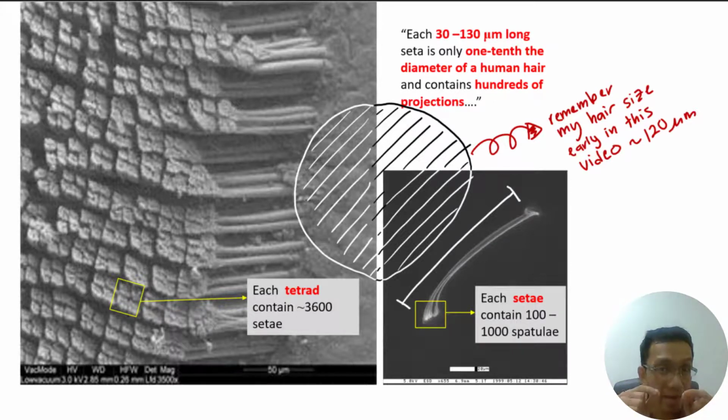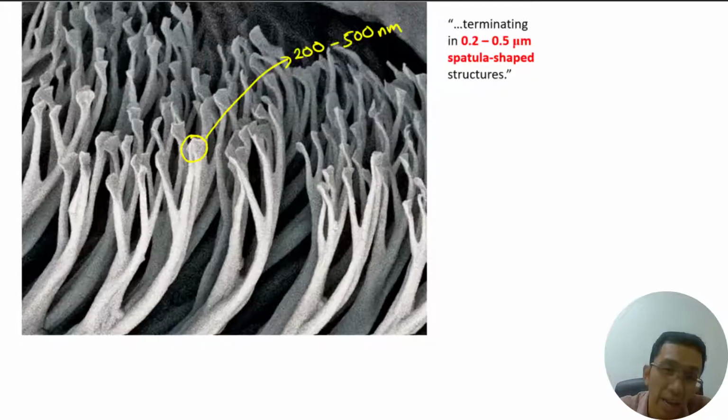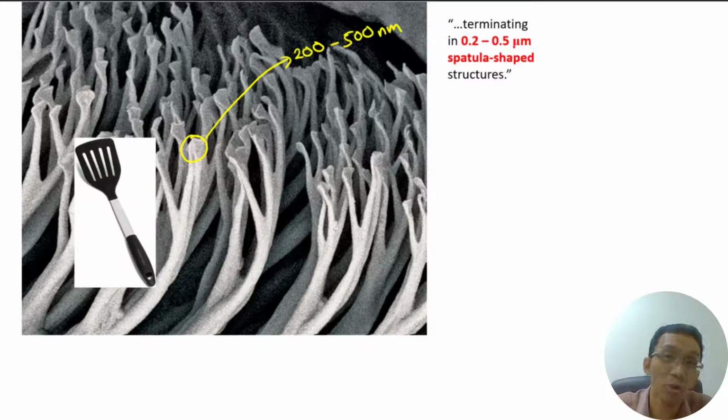The diameter of my hair that you saw earlier in this video is alone bigger than this setae length. And the width of this setae is 1/10 of the hair itself. At the end of the setae, there is still another projection of an even smaller branch. We call it spatulae. There can be up to 1,000 spatulae per each setae end. And each of these spatulae is 200 to 500 nanometers in size, which is itself in the nano region. The structure name comes from its shape, which looks like a spatula. And this tiny branch of spatulae makes an intimate contact with the wall.